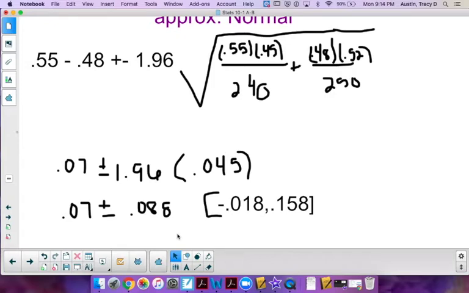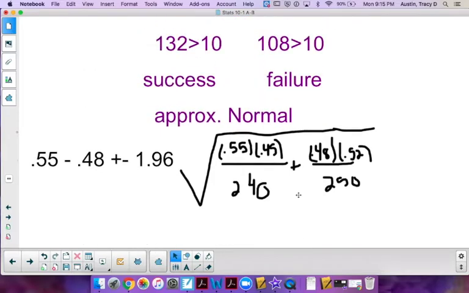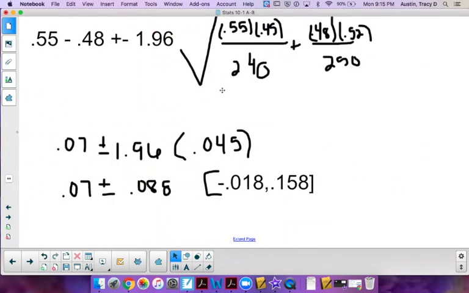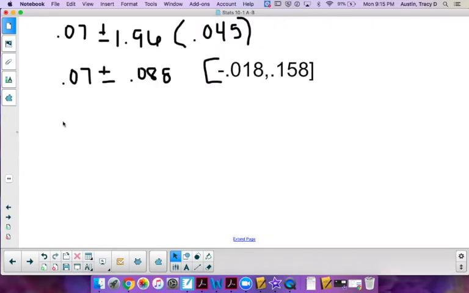So we might later go back and run an inference test to see if there's an actual difference between them. Being that 0 is in that, because your interval goes from negative to positive, you would actually end up failing to reject, because you wouldn't be able to prove that there is a difference between these men and women, because 0 happens to be in your interval. That's why we use intervals to check inference tests. So there's my interval, and we should be able to write out our conclusion.